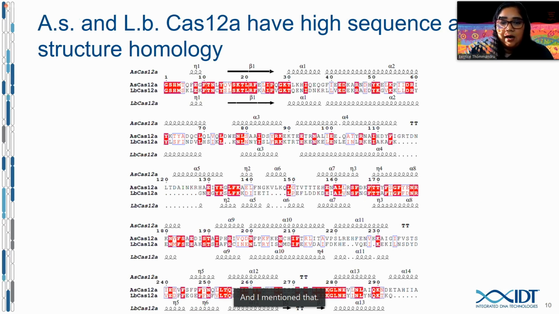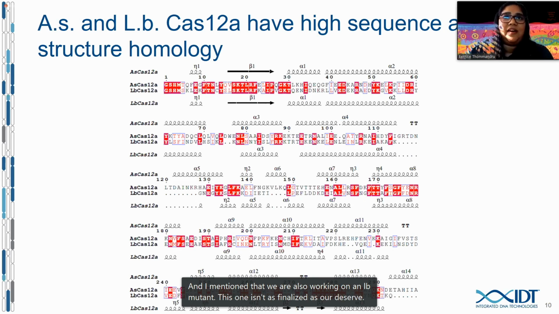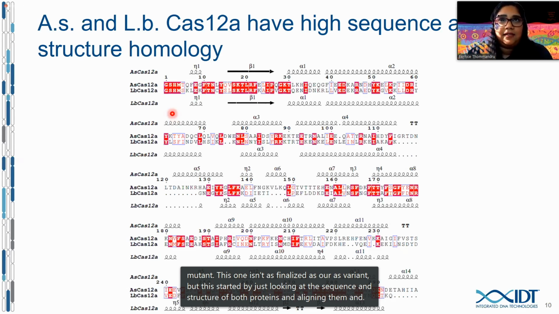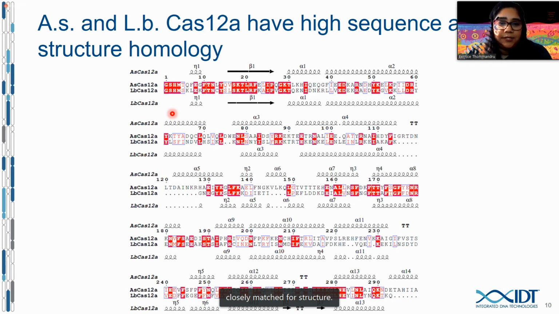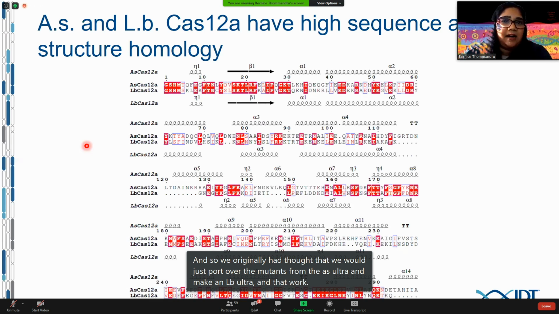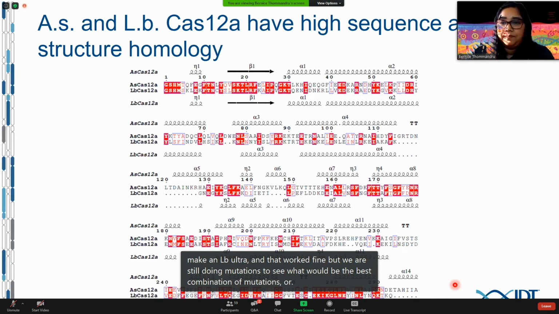And I mentioned that we are also working on an LB mutant. This one isn't as finalized as our AS variant, but this started by just looking at the sequence and structure of both proteins and aligning them. And we did find that the AS and LB variants are very closely matched for structure and homology. And so we originally had thought that we would just port over the mutants from the AS Ultra and make an LB Ultra, and that worked fine, but we are still doing mutations to see what would be the best combination of mutations for LB.